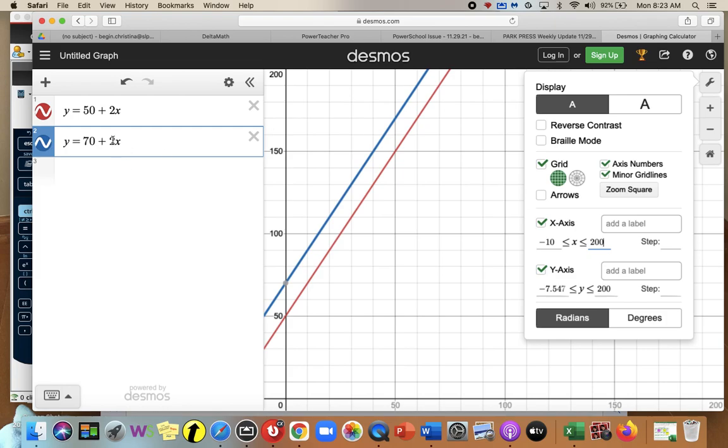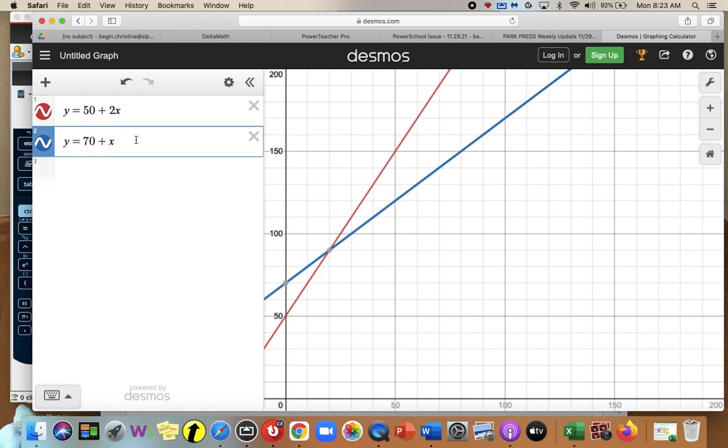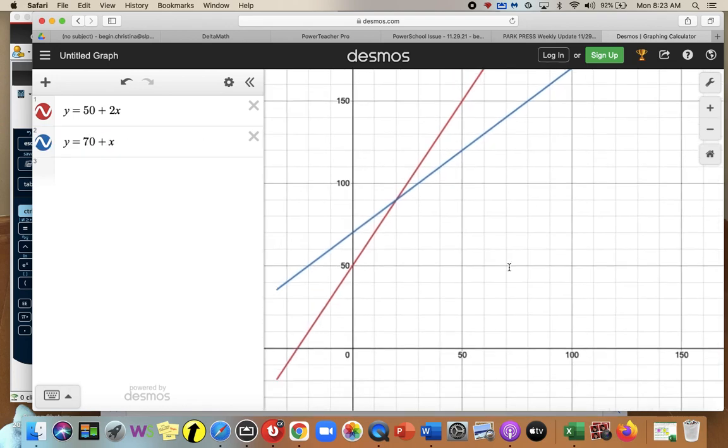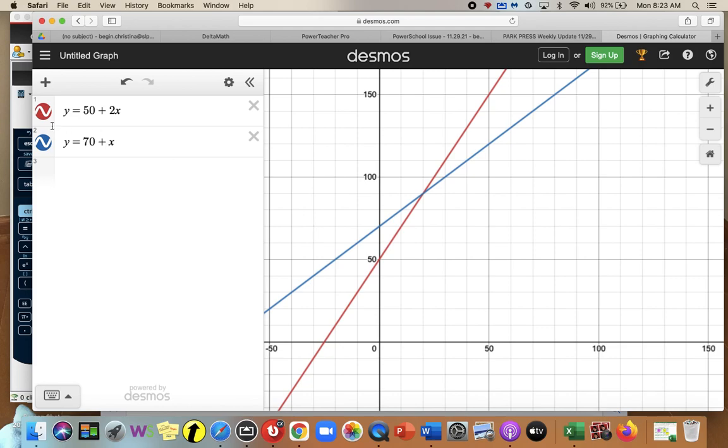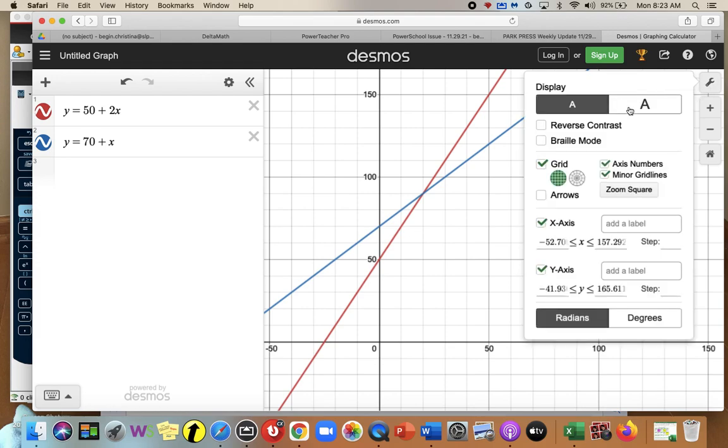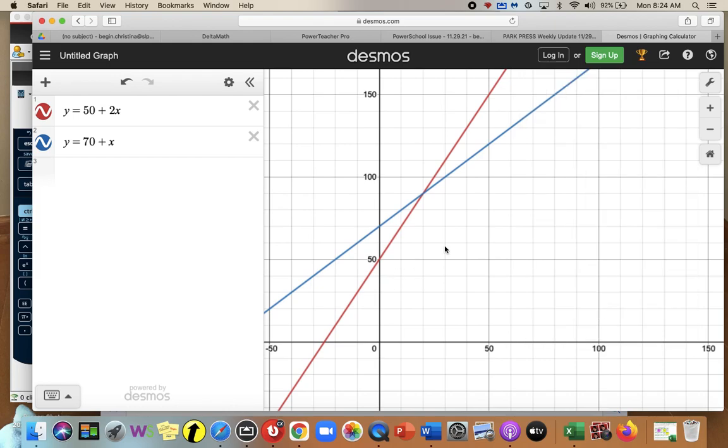Oh, that's why I can't see it, because I put in the wrong equation. So 70 plus x. Okay, there it is. So again, I typed it in. When you type in the right equations, we'll do 50 plus 2x, 70 plus x. We went to the graph settings, and then I went up to 100. If you go up to 100 for each, it should work. But I ended up going to 200 for each, and then you can drag it around.